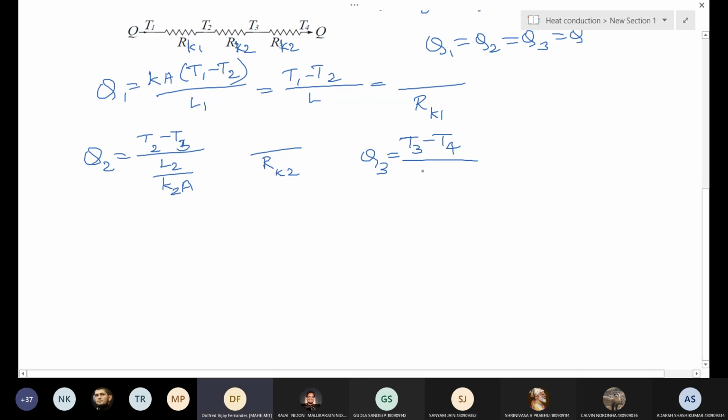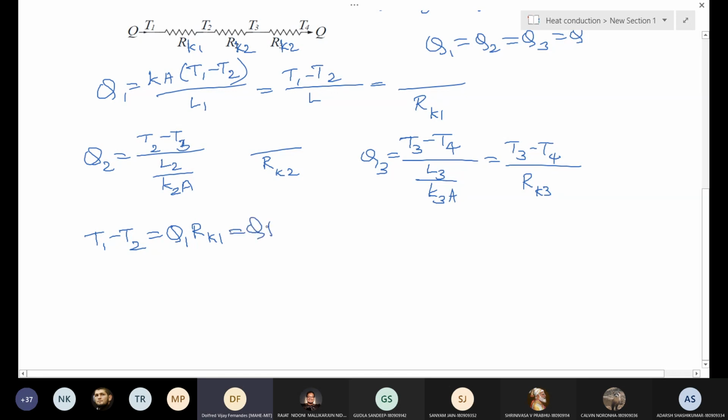So Q3 equals L3 divided by K3A, and that is nothing but T3 minus T4 divided by the conduction resistance of wall 3. Since we know that Q1 equals Q2 equals Q3, we can write the temperature difference T1 minus T2 as Q1 into RK1, or Q into RK1.